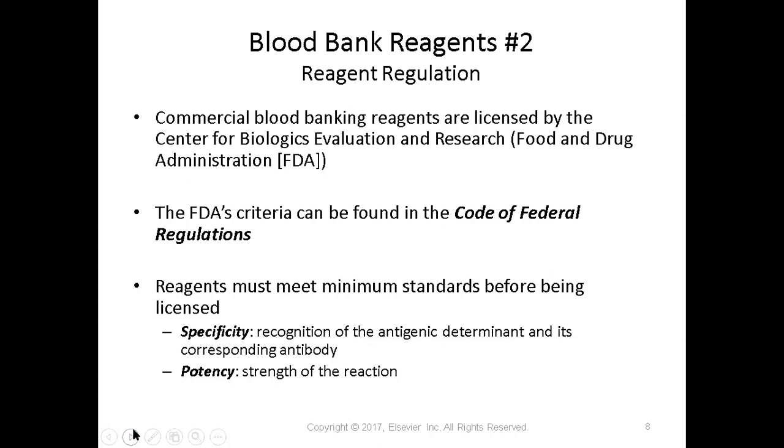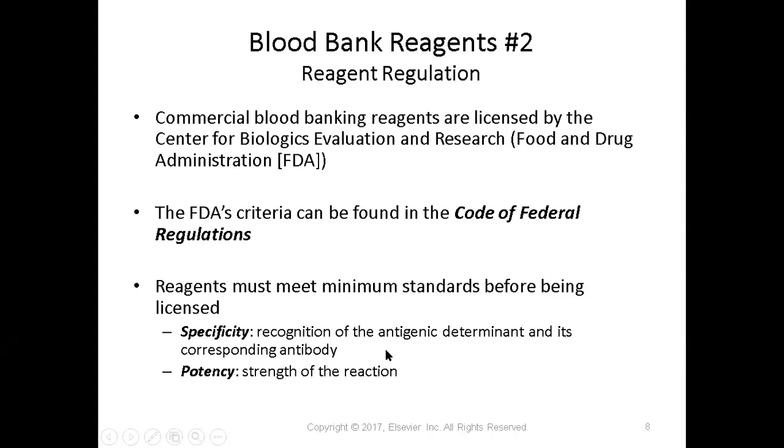And 2 terms you see listed here are very important with regard to our reagents. So firstly, specificity describes the ability of an antigenic determinant to be found or recognized by its corresponding antibody. Okay, so that's the specificity. The potency relates to the strength of the reaction when that antibody finds its target antigen.